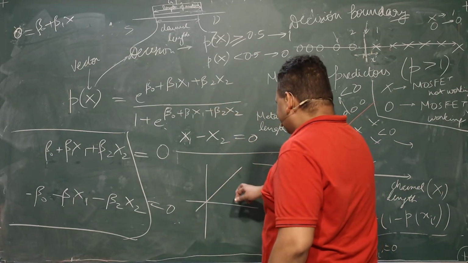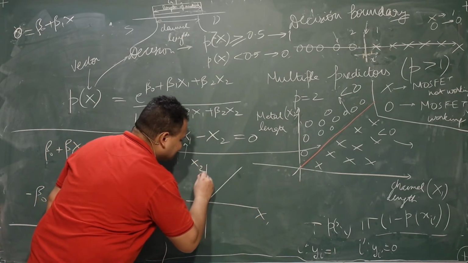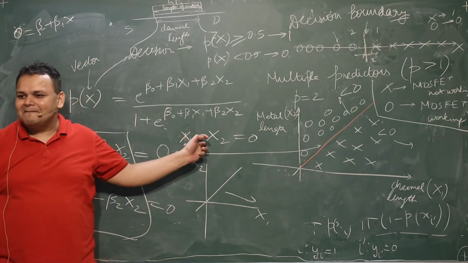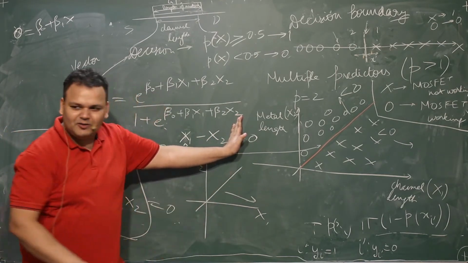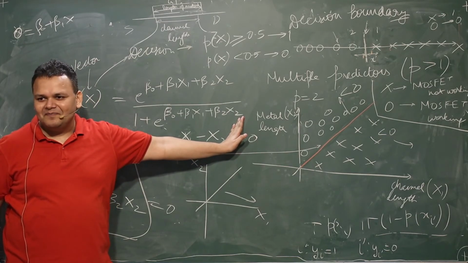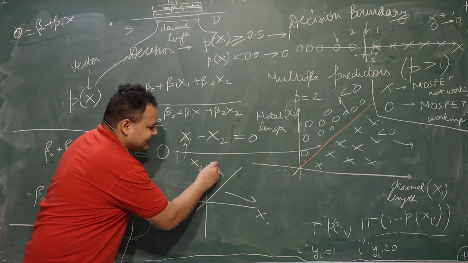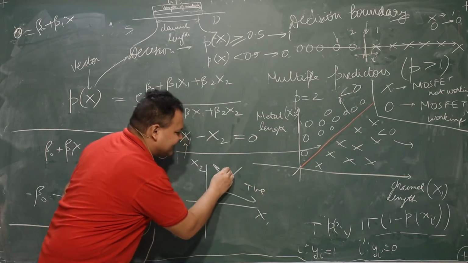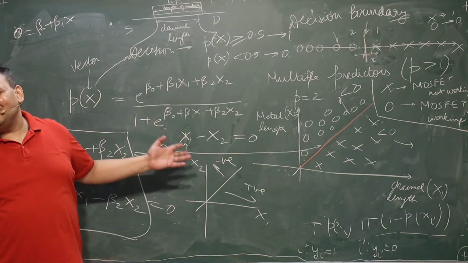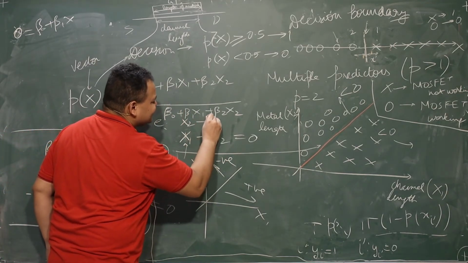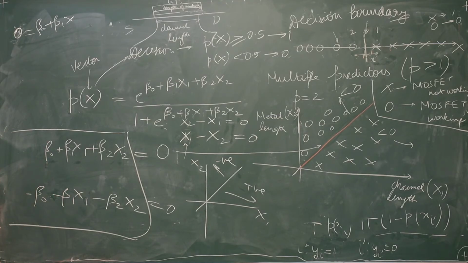So if I choose this as my line, this is x1 and this is x2, what are these values going to be? If I choose x1 minus x2, these values will be positive, and what will they be on this side? Negative. But if I were to choose x2 minus x1 equal to 0, then the opposite will come.